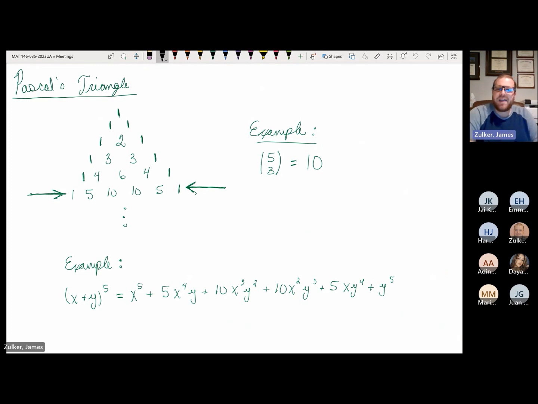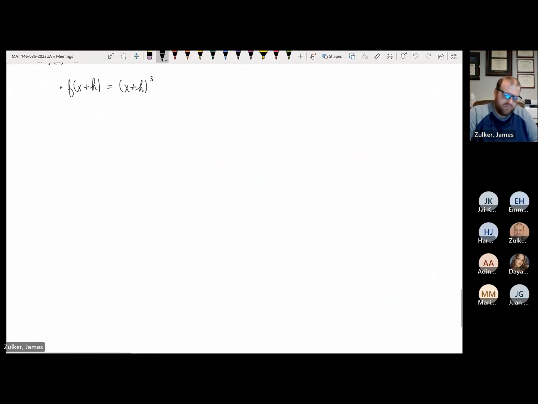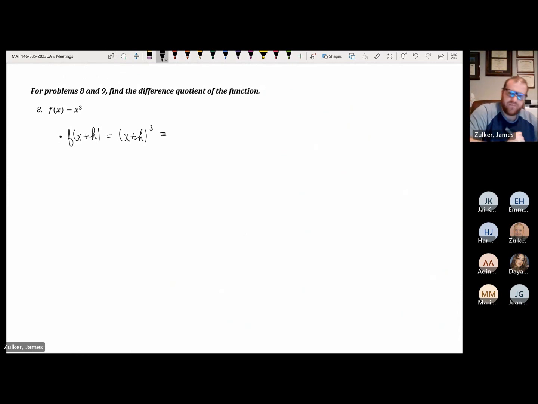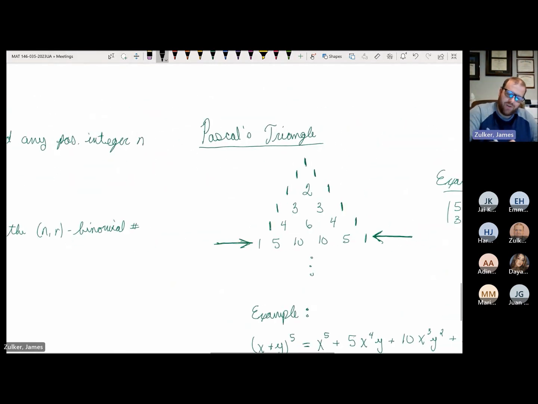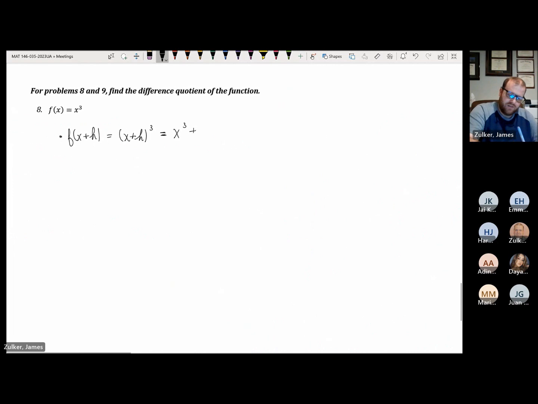I'm going to use this now to expand out the x plus h cubed. Ready? Highest power is 3, so it'll be x cubed plus. If we come over to Pascal's triangle, we want the third row: 1, 3, 3, 1. 3x squared h plus 3xh squared plus 1 h cubed. There's x plus h cubed expanded out.